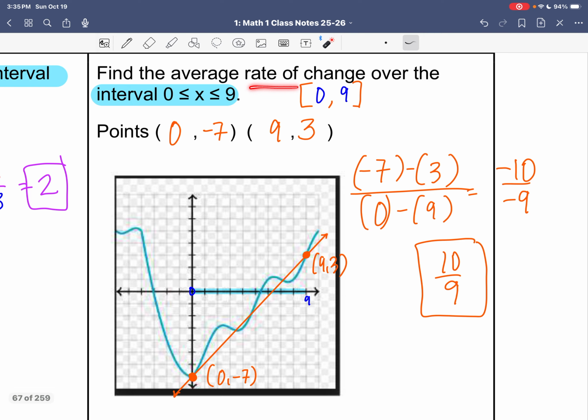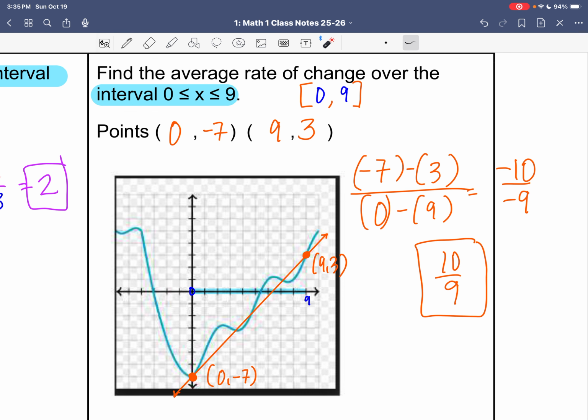Find the average rate of change over the interval 0 to 9. And again, we're looking at our x's. So this is 0, and then this is 9 right here. So we're only looking from this section. And let's see, it hits here, and it hits here. So we're going to use those 2 points to find slope. So these are our 2 points we're using.